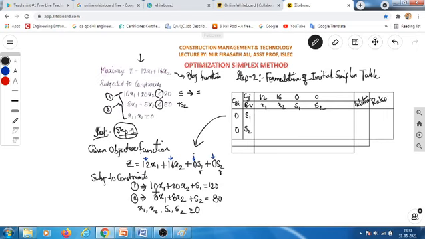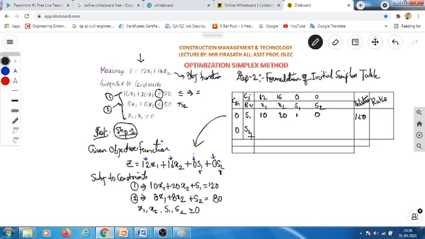For constraint 1, the coefficient of x1 is 10. We write 10 over here. What is the coefficient of x2? 20. The coefficient of S1 in this is 1. S2 does not exist over here, so it is 0. And what is the solution? The solution is 120.